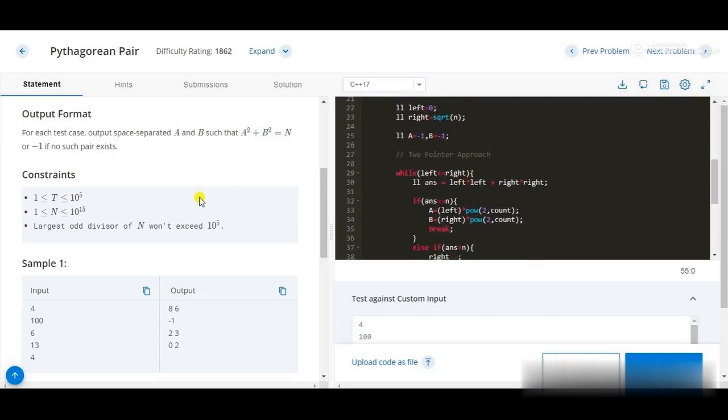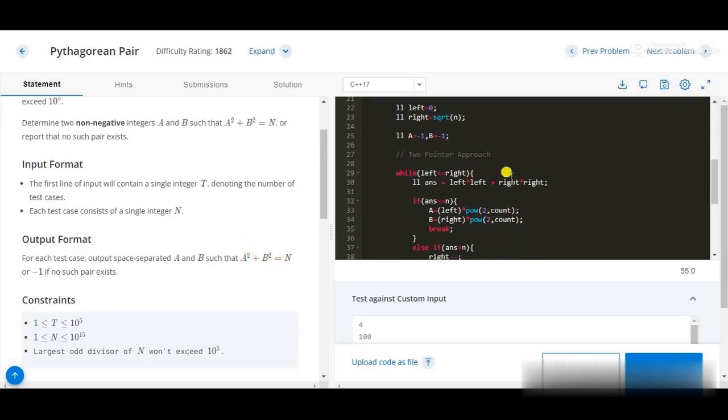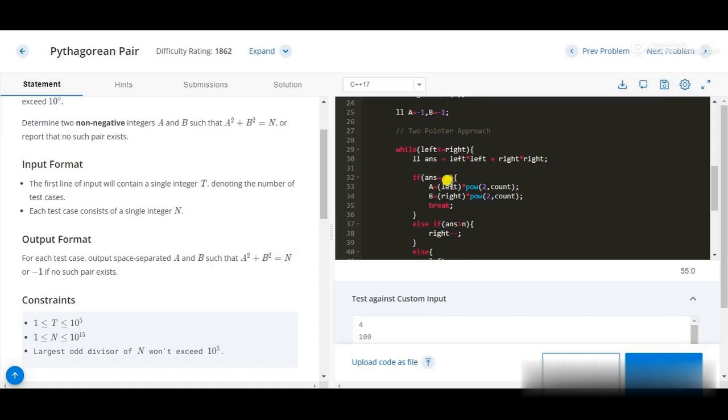So we check this condition, a into a plus b into b. Here we have done the same thing. If this answer is equivalent to n, then we got the two numbers a and b. But as we have shortened the number from n to some small value, this a and b is not the actual a, left into left and right into right.